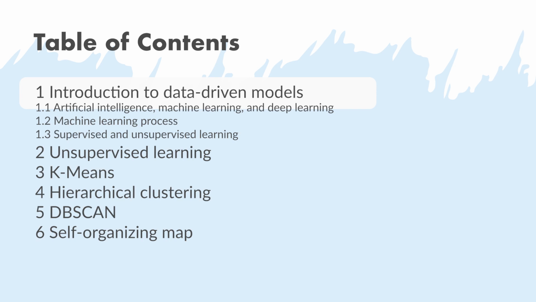As usual, we have a very busy agenda, and this time we have 6 topics to cover, ranging from the introduction to machine learning, passing through the focus topic of unsupervised learning, and detailing the methods of clustering, which is an approach inside unsupervised learning. So we will talk about KMeans, hierarchical clustering, DBScan, and also the self-organizing map.